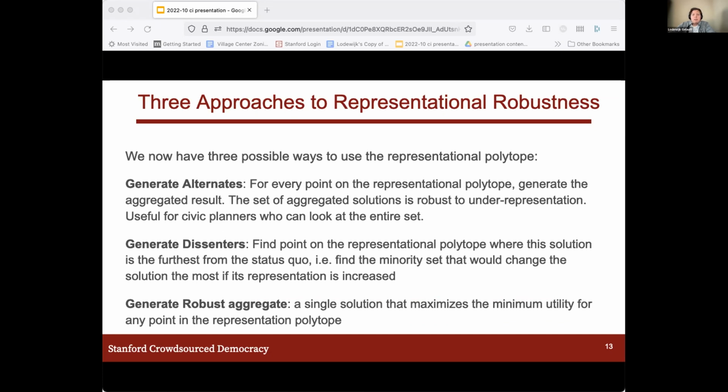Secondly, we can find the dissenters. We can understand which minority coalition, which point of the polytope, would have an associated solution that is furthest away from our original aggregate. What minority set would change the solution the most if they turned out in larger numbers? And finally, we could find some kind of robust aggregate, a single solution that maximizes the minimum utility for each of these points, each of these alternate realities in the representation polytope.